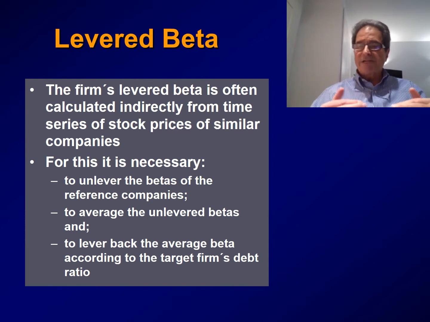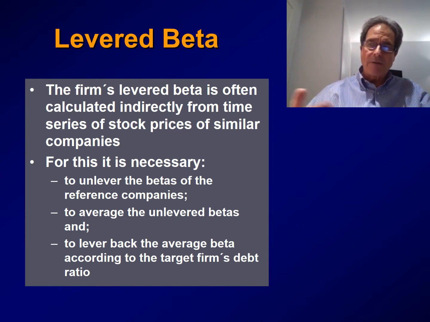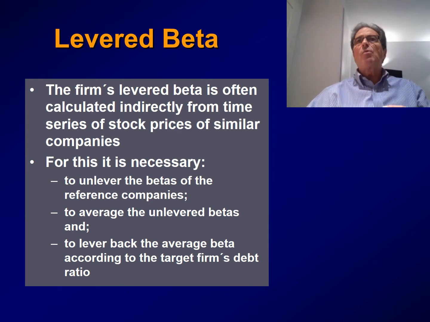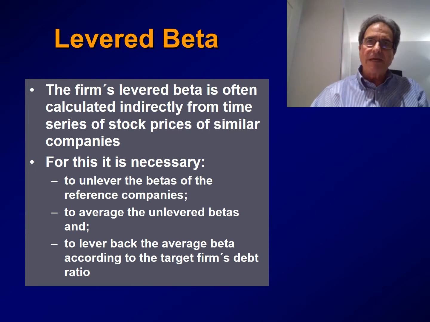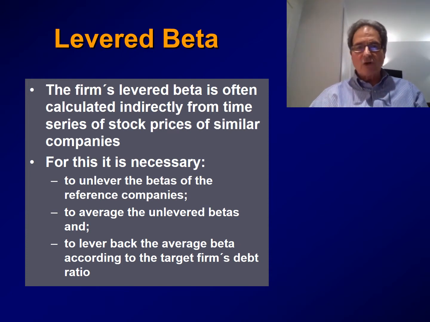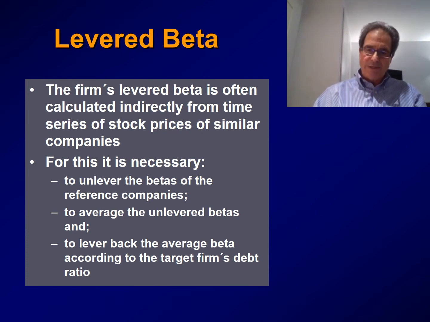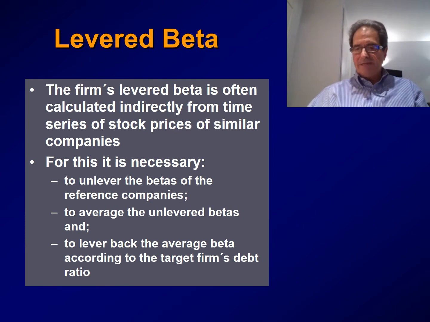So the first step after calculating the levered betas of the comparable companies is to unlever these betas, so that now we have an unlevered beta for each one of these comparable companies. The next step then is to average them out so that we have an average unlevered beta, and then we lever again this beta in accordance with the capital structure of the company that we are valuing. So we first have to unlever the betas, and then we lever the average beta.